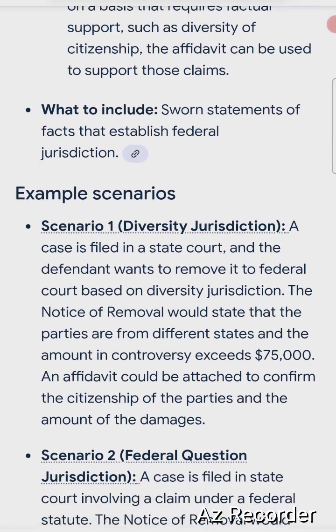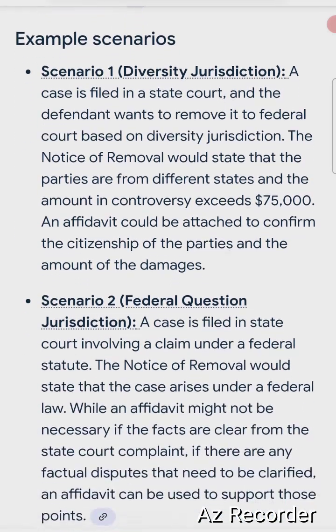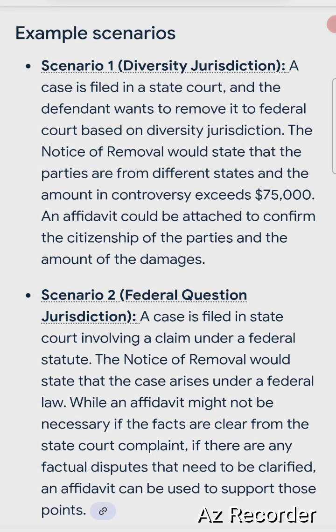Example scenarios. All right, so scenario 1, diversity jurisdiction. A case is filed in a state court and the defendant wants to remove it to federal court based on diversity jurisdiction. The notice of removal would state that the parties are from different states and the amount in controversy exceeds $75,000. An affidavit could be attached to confirm the citizenship of the parties and the amount of the damages.